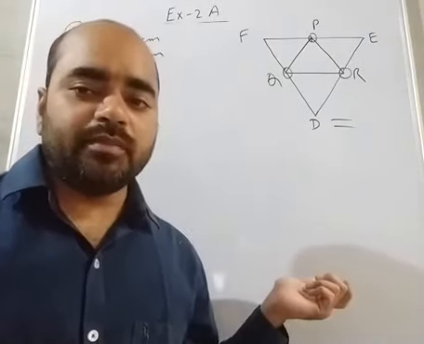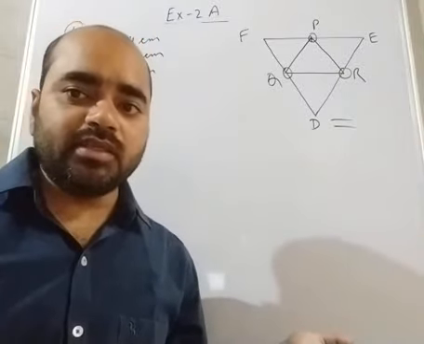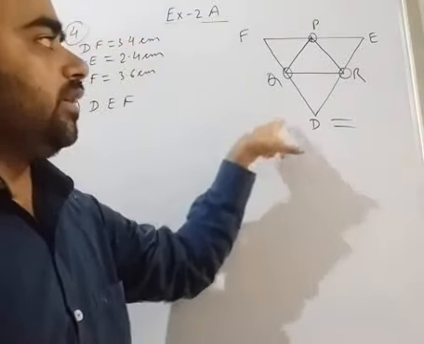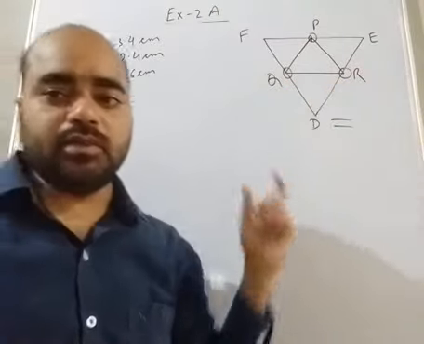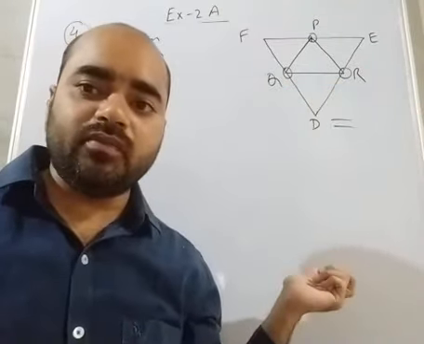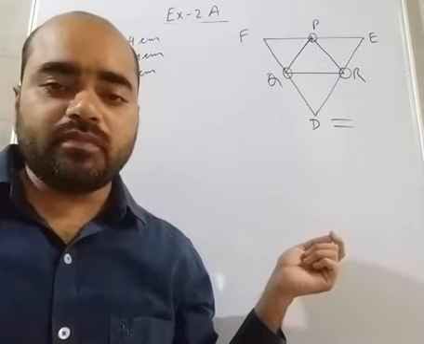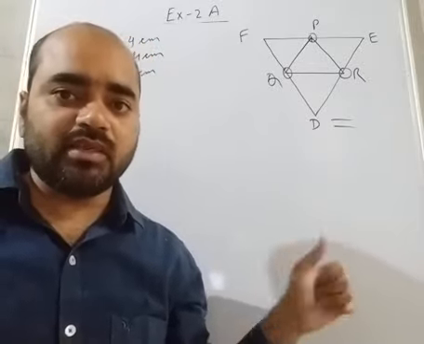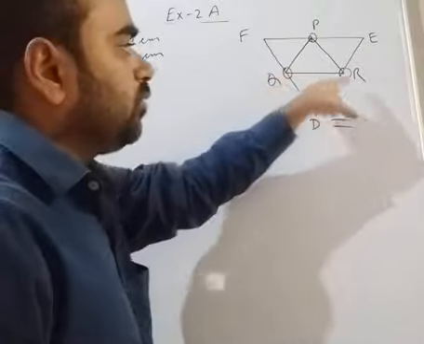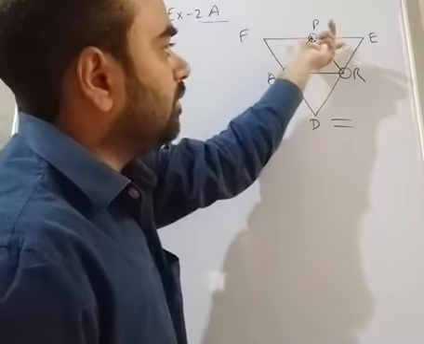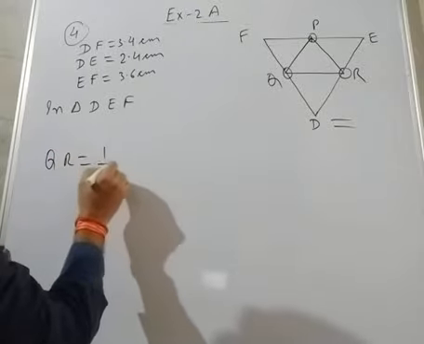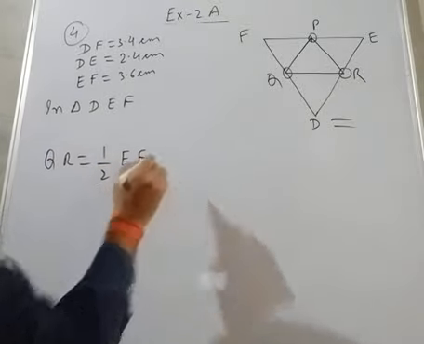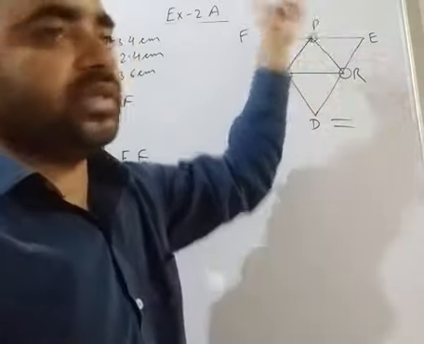Now we will apply the midpoint theorem again, but the triangle is different. Now the triangle is DEF. Midpoints of all the sides are given. If we take Q and R, then QR will be half of EF, correct? QR will be half of EF.